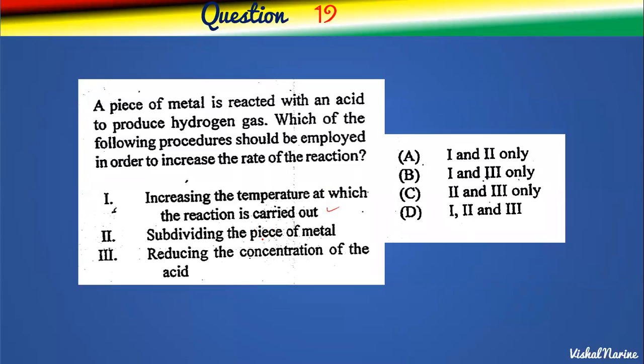Subdividing the piece of metal. Again, yes, we will be increasing the surface area. Reducing the concentration of the acid. That is not so. Actually, it is the opposite. We have to increase the concentration, not reduce the concentration. So it is 1 and 2 only. So the answer there is A, 1 and 2 only.